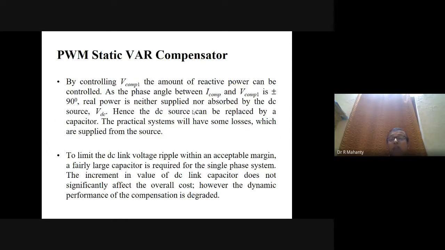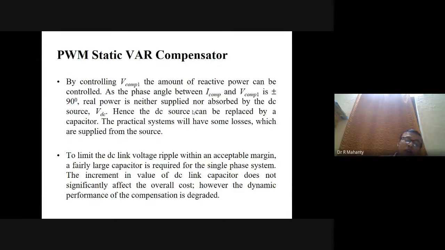Hence the DC source can be replaced by a capacitor, and the practical system will have some losses which are supplied from the DC source, and these losses are not very significant. To limit the DC link voltage ripple within an acceptable margin, a fairly large capacitor is required for the single phase system.